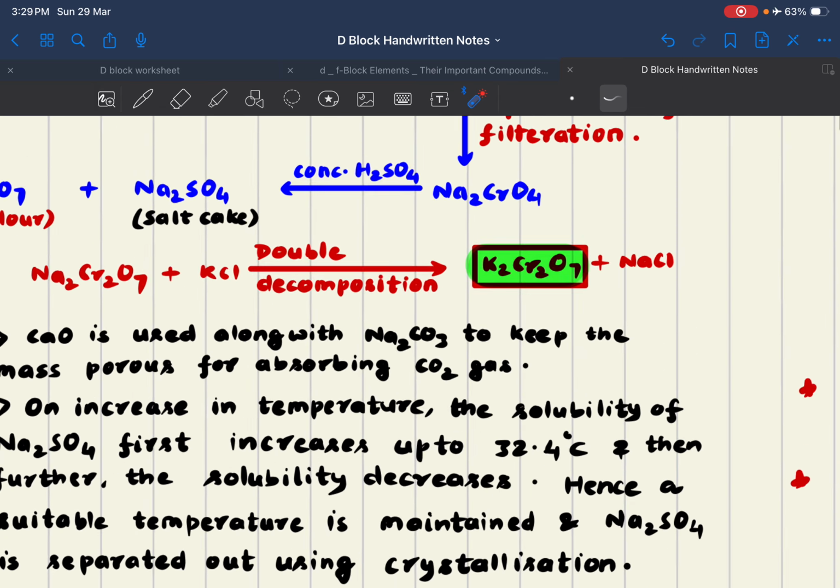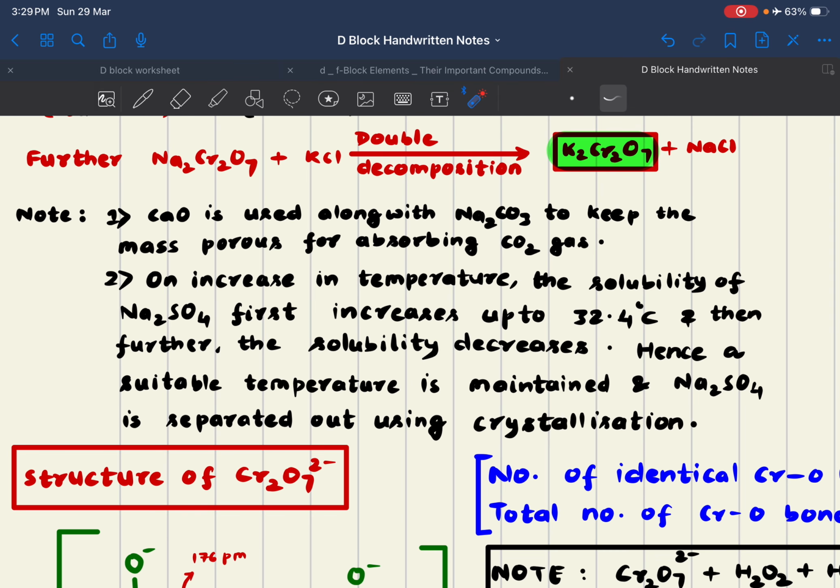If I show you the points I have already mentioned. See, why do we use CaO? We have written this thing. Now further I have also mentioned the logic behind using Na2CO3 earlier, right? Because we are getting Na2SO4 and then we are doing a double decomposition reaction and then we are getting the K2Cr2O7, right? Hope this point is clear.